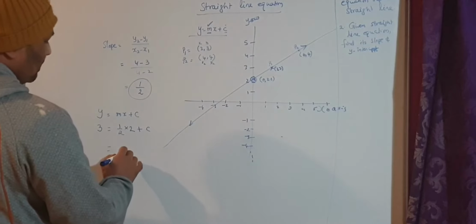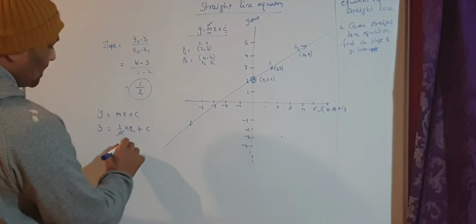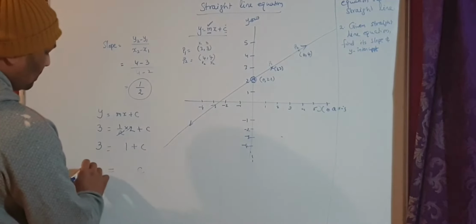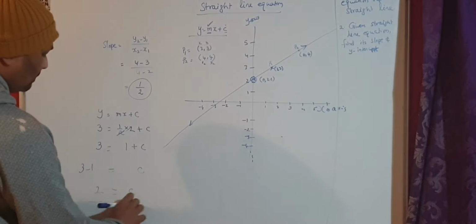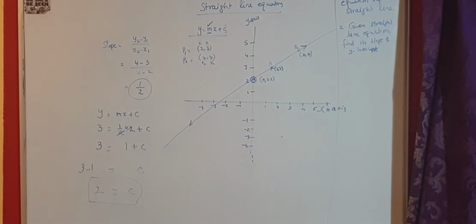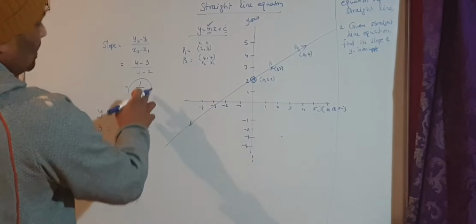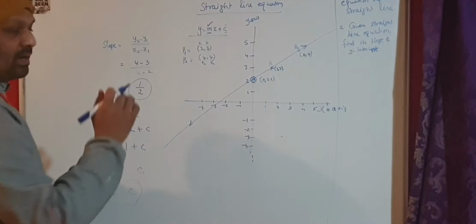Now you find out. So 2, 2 gets cancelled. 1 plus c is equal to 3, and c is equal to 3 minus 1. So c is equal to 2. You got it. Now, what is the straight line equation? You got m, you got c. We just replace m and c in this equation with these values and you get the straight line equation.